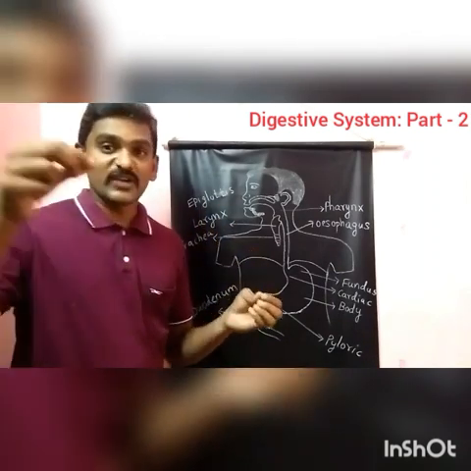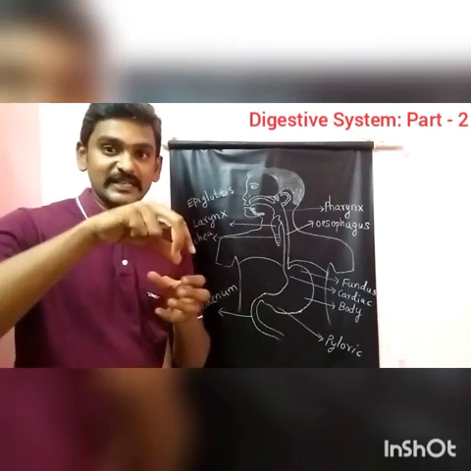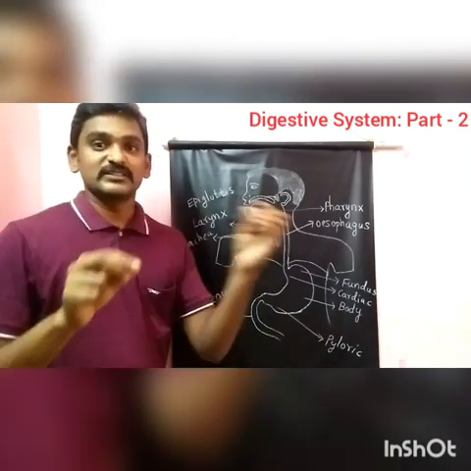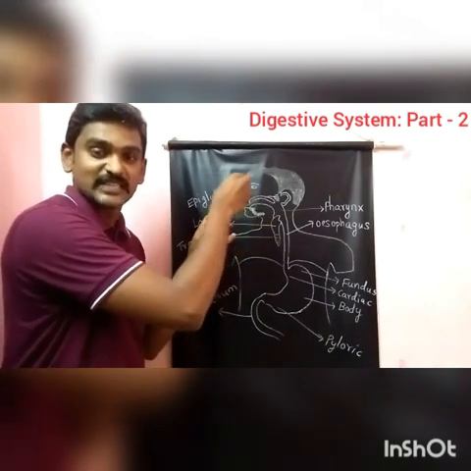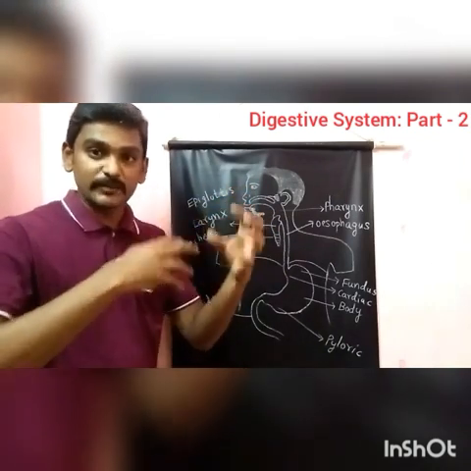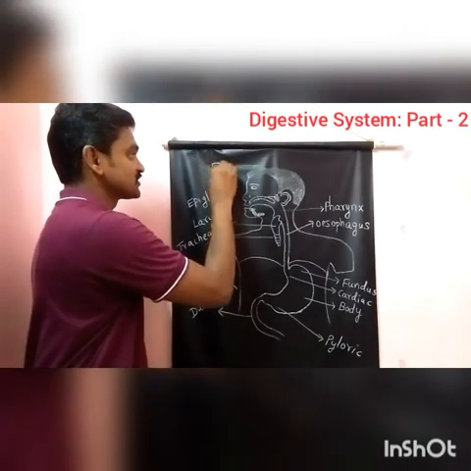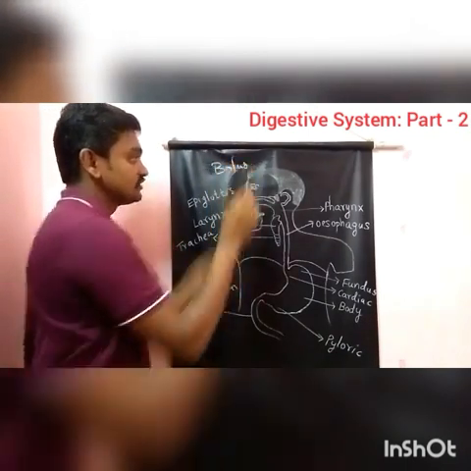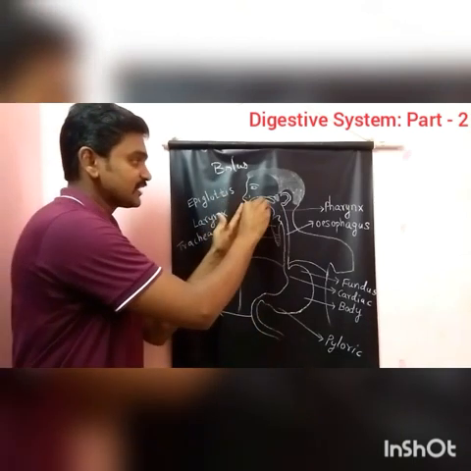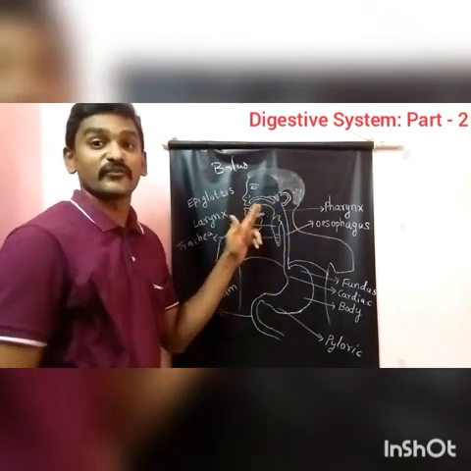And you add water to the grinding material. You can relate the water with the saliva. Saliva will be mixing up with the food material, so the complete mixture will happen. This mixture is called bolus. This bolus will enter into the region called the pharynx.